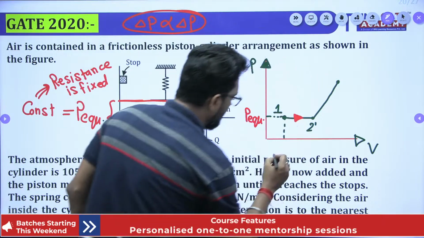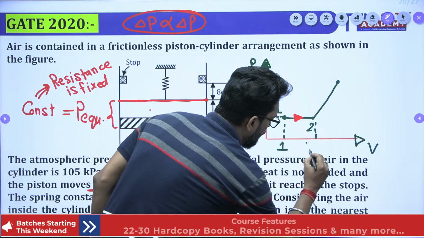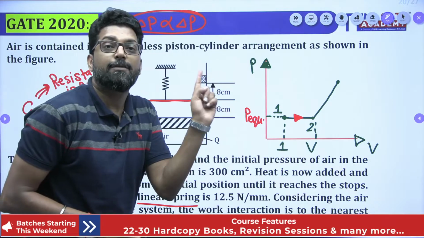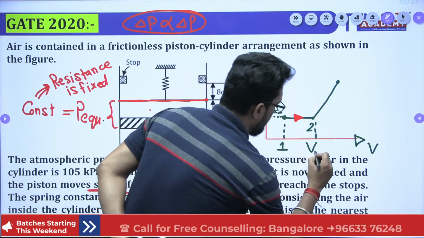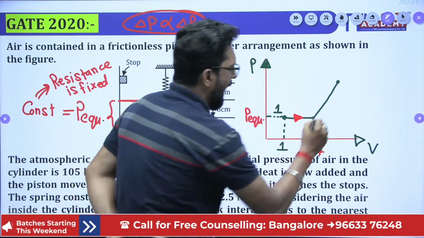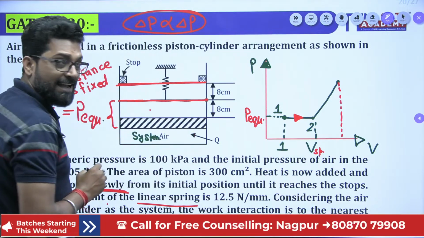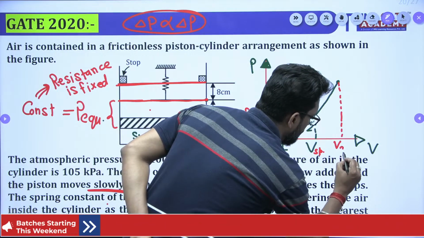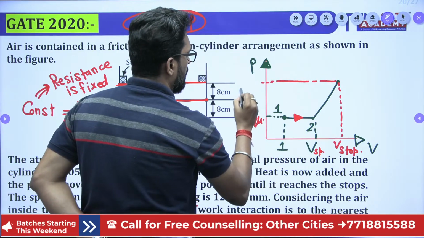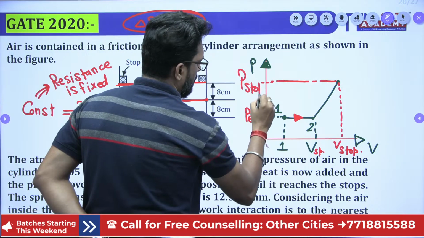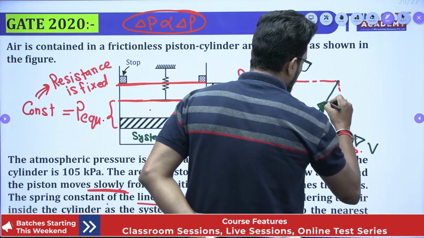So this is the initial point 1, and at point 2, what is that? This is V of the spring, that means just touch, the volume at touch. This is the spring, and this volume is the stops. That means the piston will reach the stoppers. This is V stop. This is P stop. Okay, this is the pressure volume diagram.